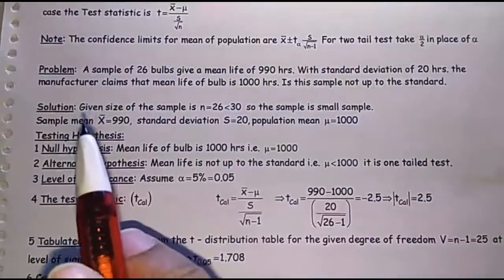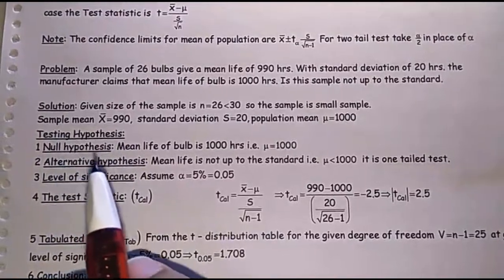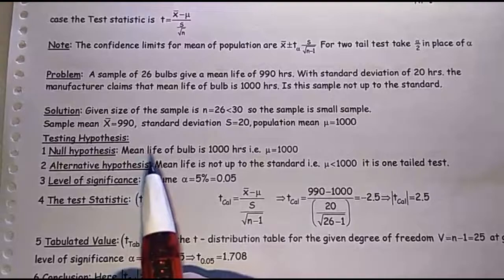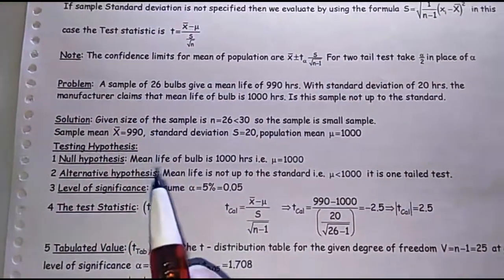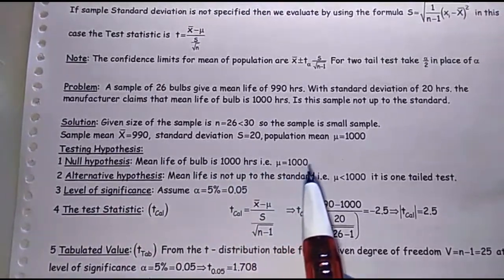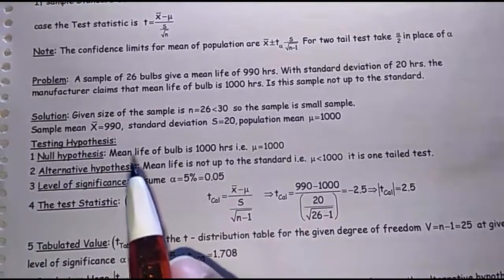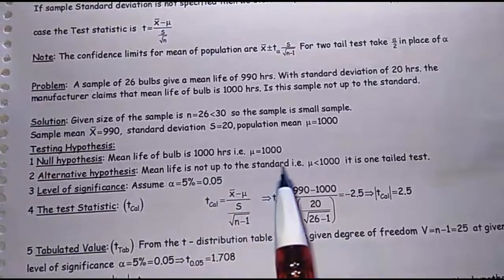Now testing hypothesis. Null hypothesis H0. Null hypothesis always says that there is no significant difference. That means the claim is true. That is, the mean life of bulb is 1000 hours. That is mu equals 1000. Alternative hypothesis. Alternative hypothesis is the complement of the null hypothesis. So the mean life is not up to the standard.